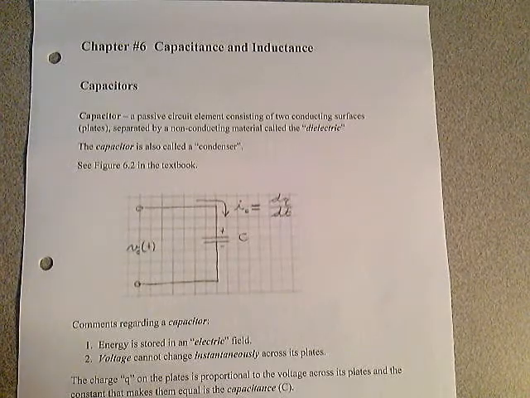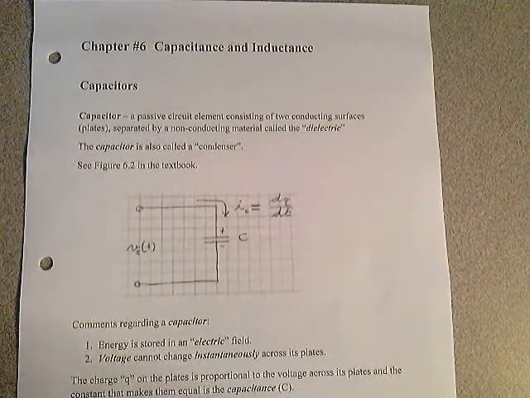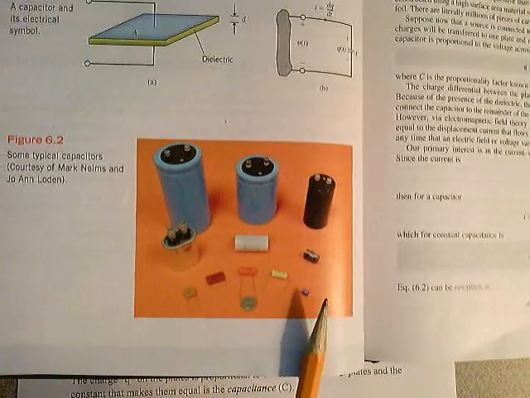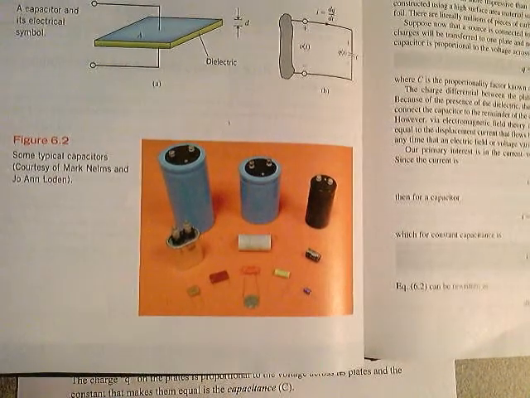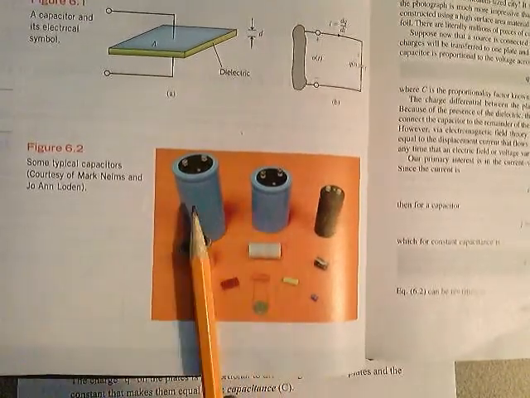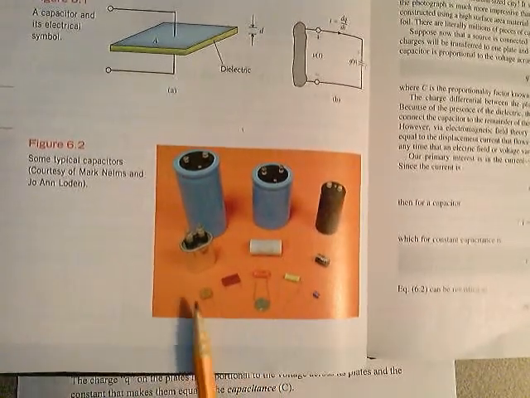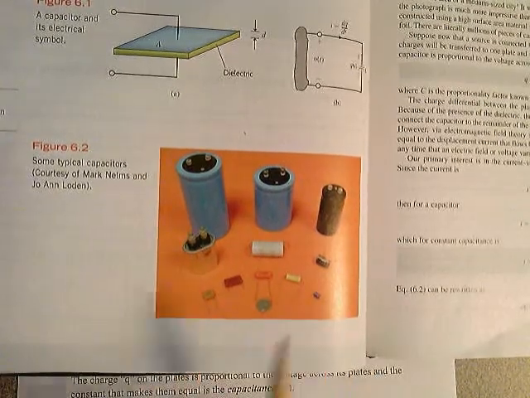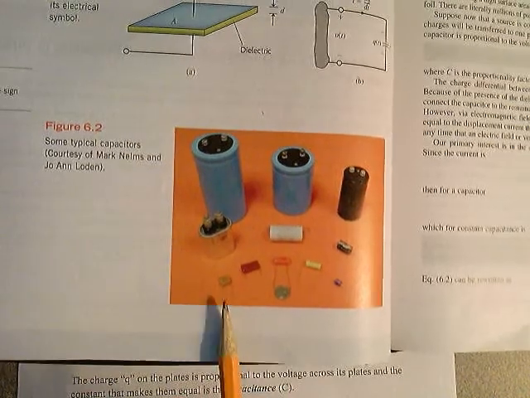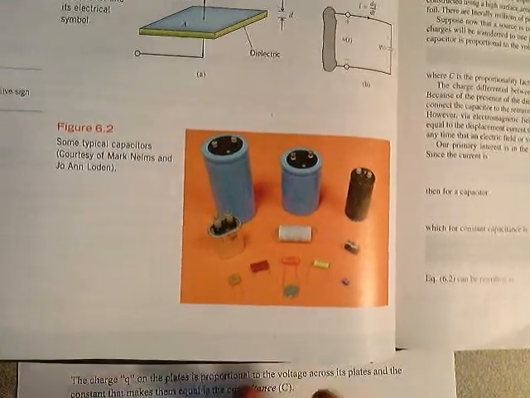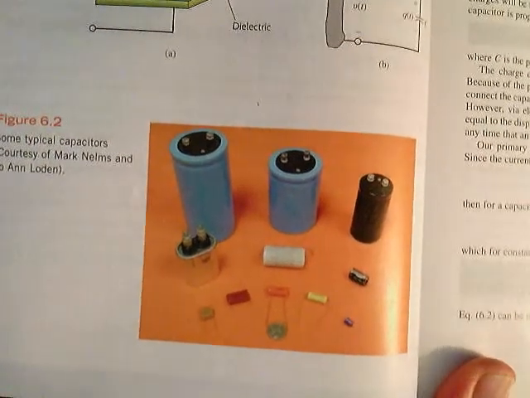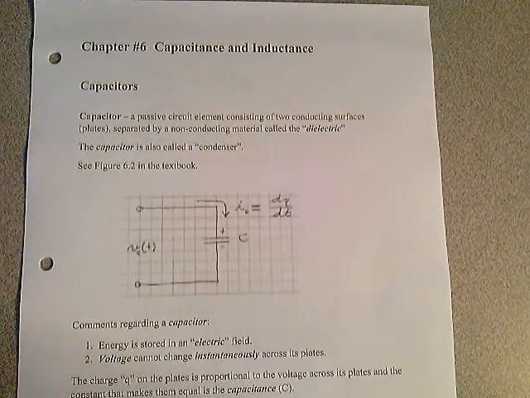If you take a look in your textbook at page 220, these are typical capacitors. You're going to see these larger electrolytic capacitors which do have a polarity on them. And these other capacitors down here, made up of mica, glass, and ceramic, we'll be using a lot of the ceramic capacitors in the lab. But that's what a capacitor looks like in their smaller sizes.